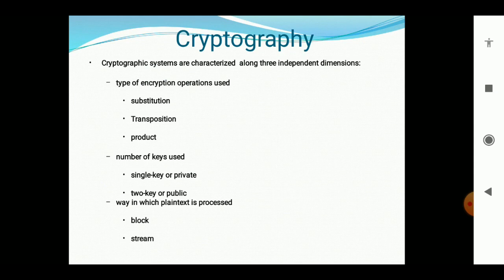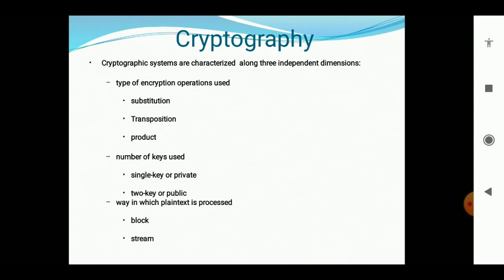Cryptographic systems are characterized along three independent dimensions. The first is the type of encryption operation used. Totally there are three operations: the familiar substitution and transposition, and the third is the product. The second is the number of keys used, a single key or private key, or two keys. Single key means a symmetric algorithm, and two keys means an asymmetric algorithm.